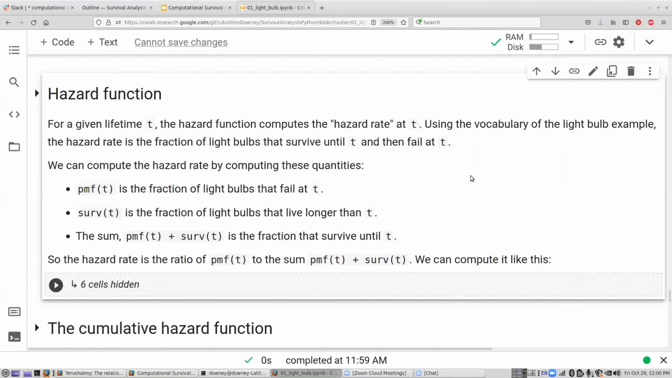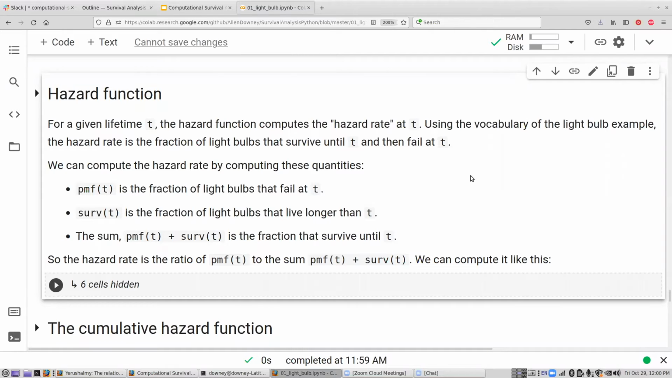Yes, I see a question on Slack that says the PMF is not the cumulative probability, it is the instantaneous probability of failure at a point in time. And that's correct. Now, in this particular experiment, instantaneous means these little 12-hour windows during which they checked the light bulbs. So in that sense, the data have been discretized by the nature of the experiment. But yes, the PMF is an instantaneous thing. The CDF is the cumulative probability of dying before a particular time. The survival function is the probability of dying after a particular time. And that's what gets us to the hazard function.